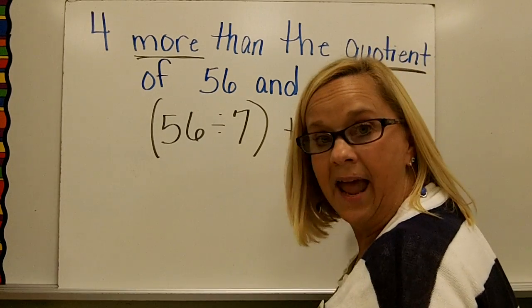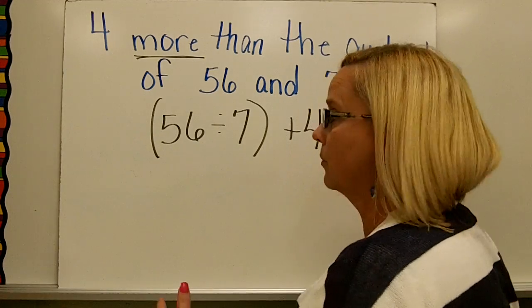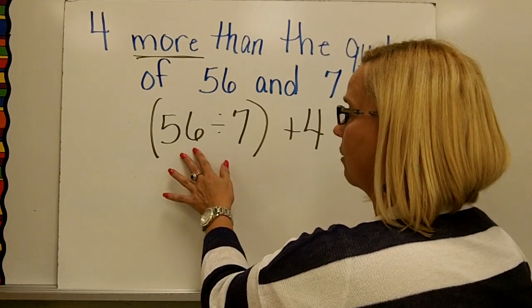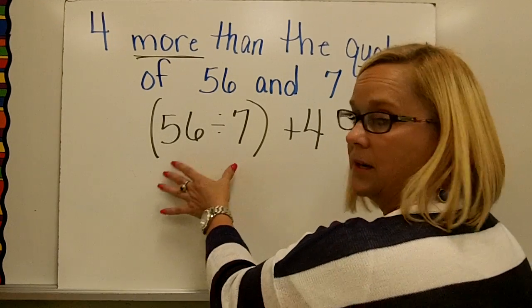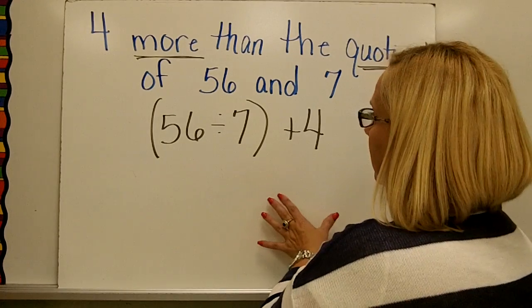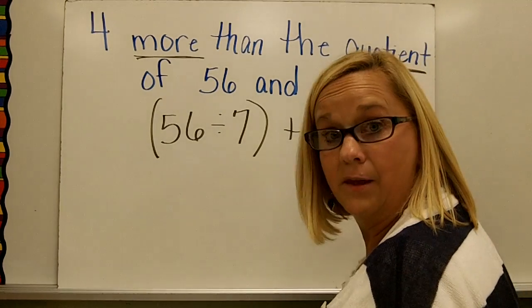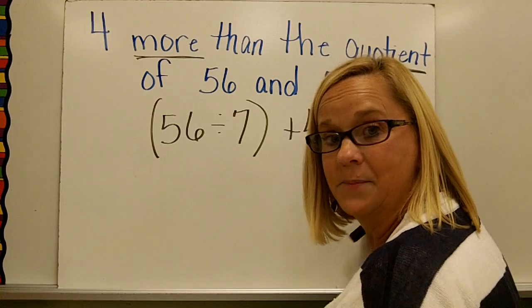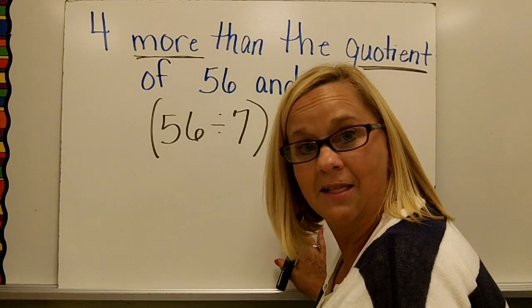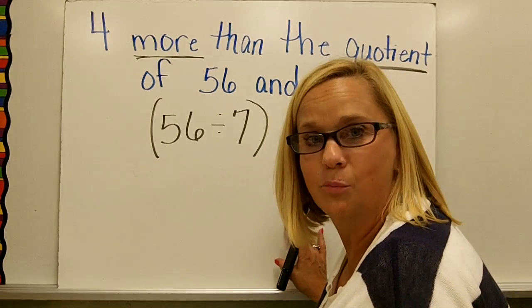Now, once they have this, they need to go through the order of operations, and they need to work out 56 divided by 7 and take the answer there, add 4 to it, and then their numerical expression is complete. That's what we're working on in class. I hope the video helps you as you practice at home.